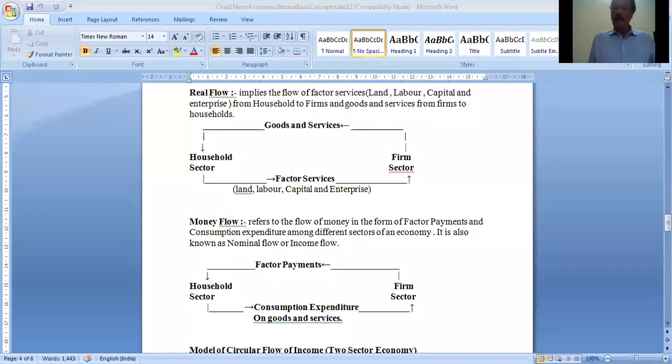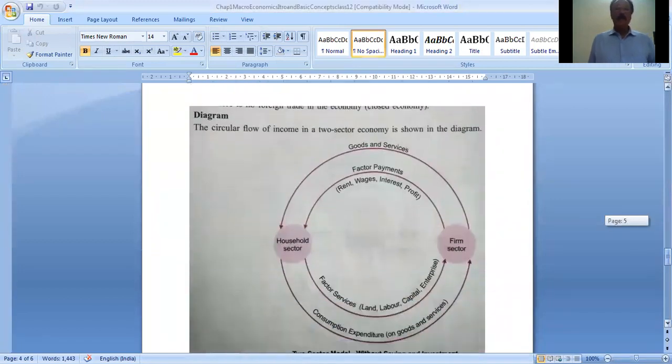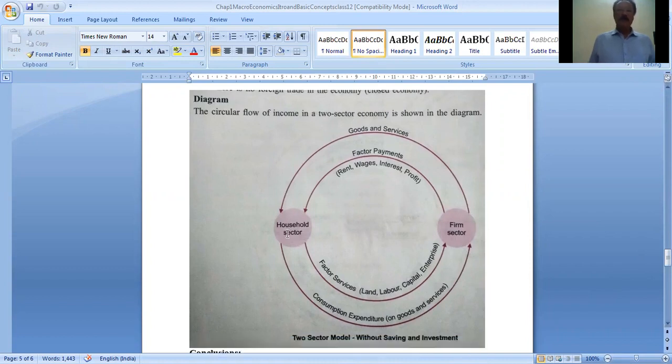I will share the screen again with a diagram of a two-sector economy. Now this is the diagram which you will take down, children. It is the circular flow of income in a two-sector economy as shown in the diagram. We have the two sectors, the household sector and the firm sector.